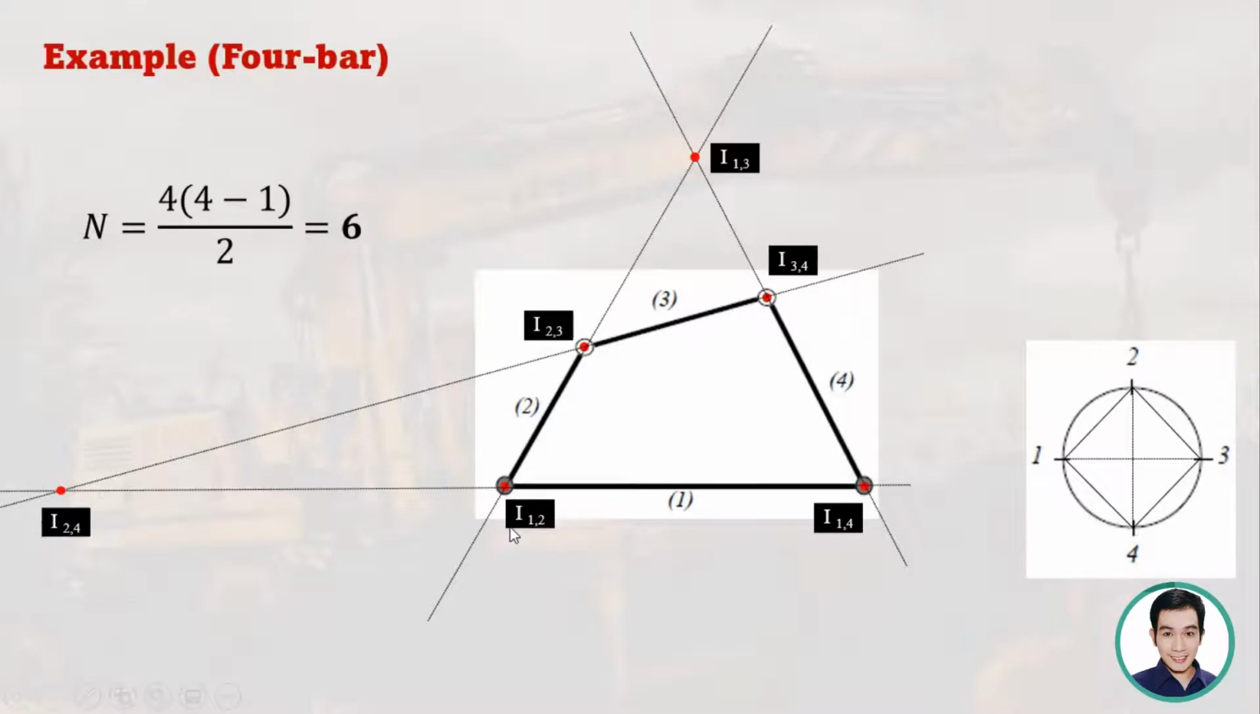So here the permanent instant centers are 1, 2 and 1, 4. The moving are 2, 3 and 3, 4. And the fixed is 1, 2 and 1, 4. The permanent is 2, 3 and 3, 4. And then the moving is the 1, 3 and 2, 4.